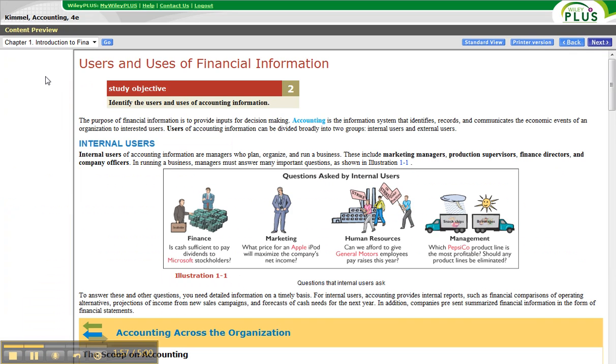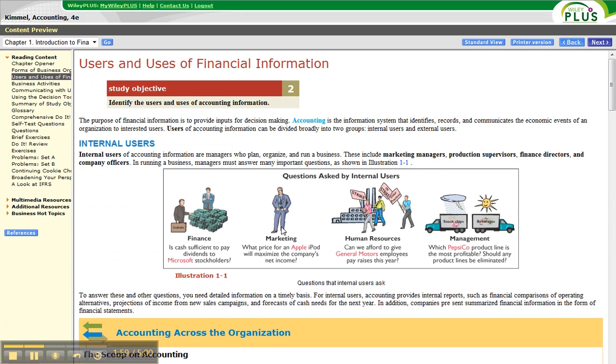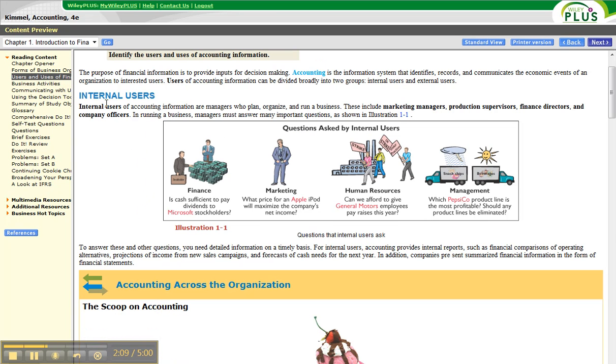And let's move on to the second study objective in this chapter. This talks about who is interested in the financial reporting that companies do. The chapter has broken down these users in terms of internal and external. So there's a whole bunch of departments inside of a company that really needs to know how a company is doing profit-wise for different reasons. This section of the study objective talks about departments such as finance and marketing, HR, management.